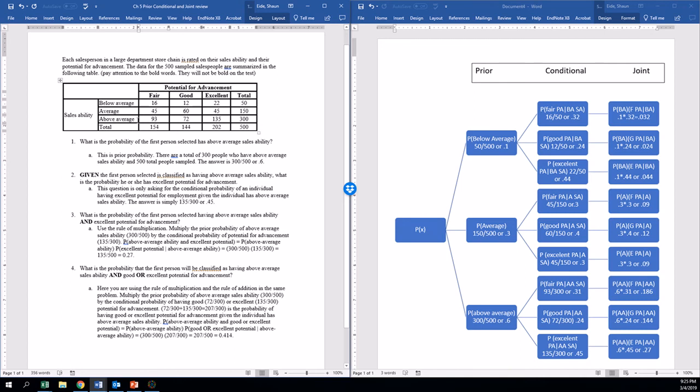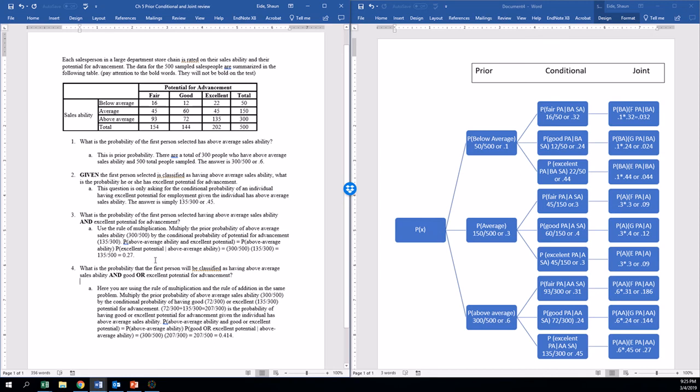Know when you see given. Given that they have above average, you're looking at this. Given that they have average, you're looking at this. Given that they have good potential for advancement, you'd be looking at this. Given that they have excellent potential for advancement, you'd be looking at this. Just be aware that when you see given, it's saying we're only looking at a small section of people. And when you see and, you're going to use the rule of multiplication. If you see the word or, you're going to be using addition.